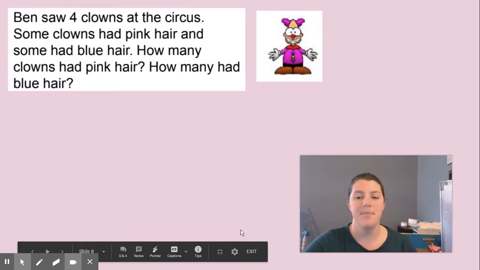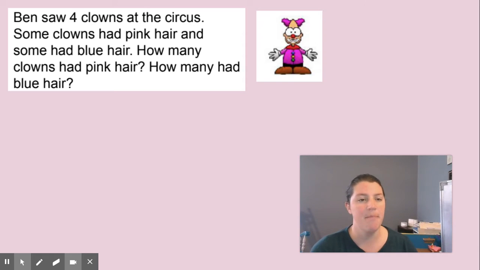Here's our first problem. It says, Ben saw 4 clowns at the circus. Some clowns had pink hair and some clowns had blue hair. How many clowns had pink hair? How many had blue hair? Do you need to hear that problem again? Let me read it. Ben saw 4 clowns at the circus. Some clowns had pink hair and some had blue hair. How many clowns had pink hair? How many had blue hair?